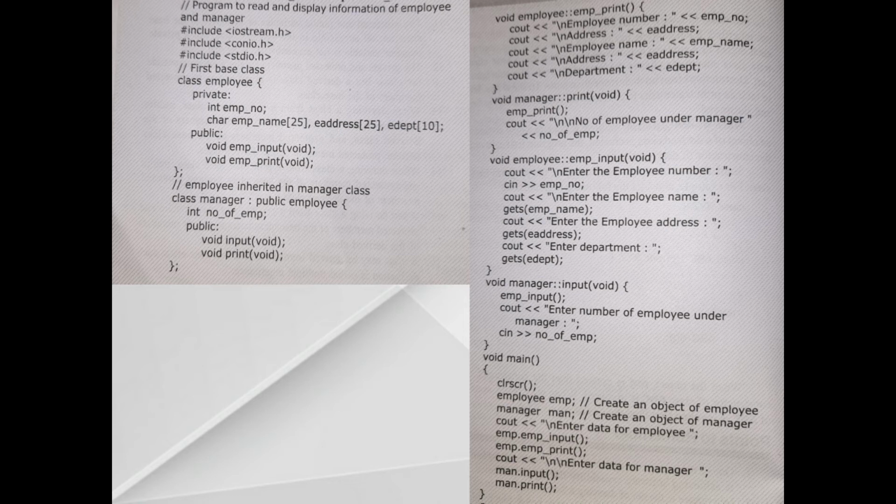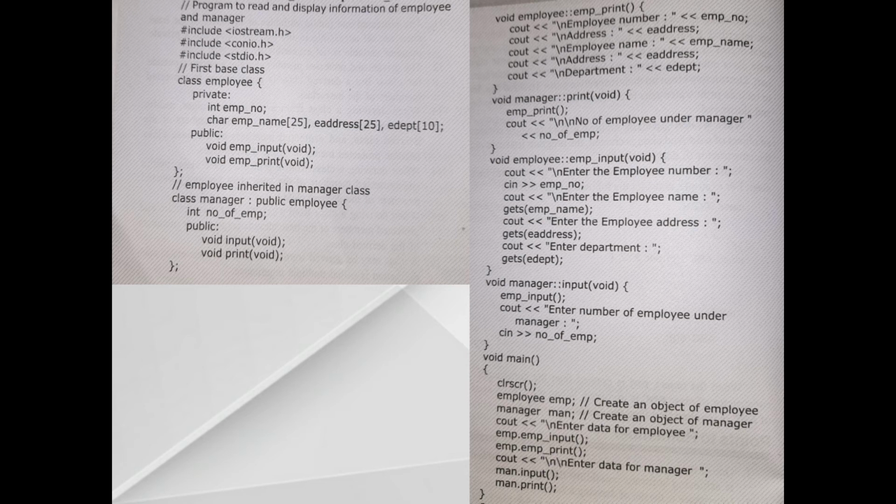If you go to the main function, two objects are declared, that is employee emp and manager man. So emp and man are the two objects declared under the class employee and manager. The rest is all the same. The object emp invokes the member function emp_input, and then the function emp_print. So that is the calling function.